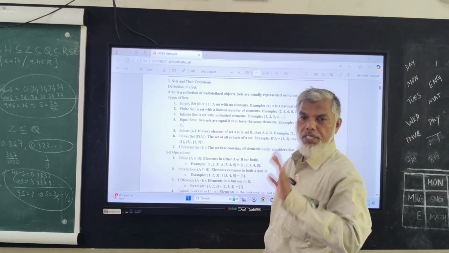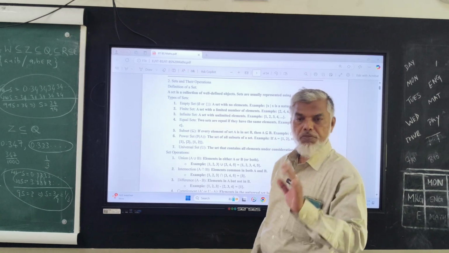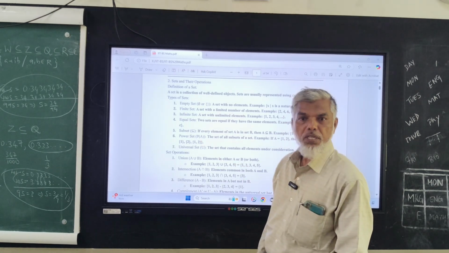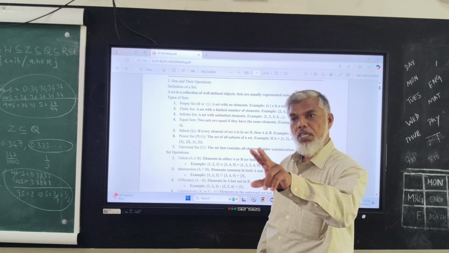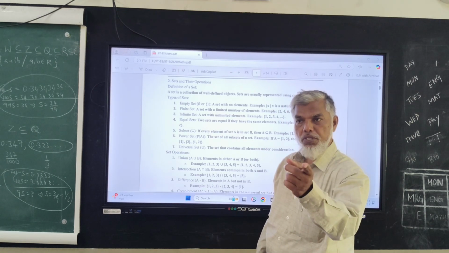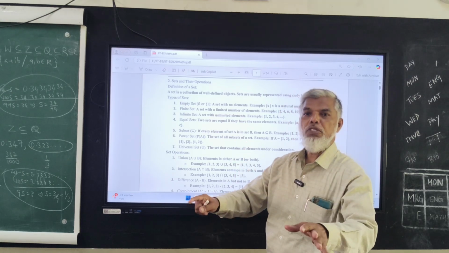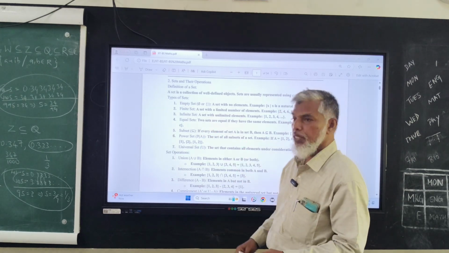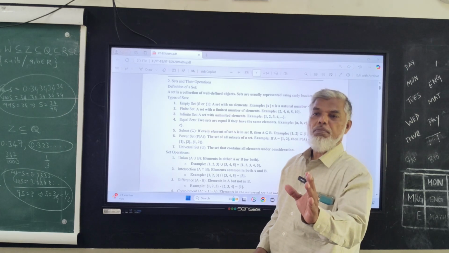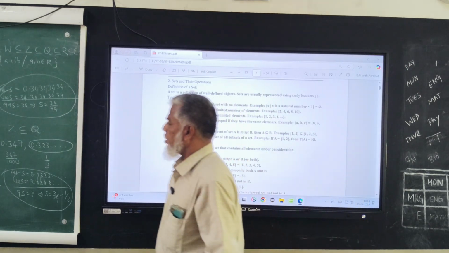Finite set means a finite number of elements. Infinite set means an infinite number of elements. Equal sets, and equal and equivalent sets, those two are different. Equal sets mean the number of elements is the same and the elements are also the same. And equivalent sets have the same number of elements, but the elements need not be the same.